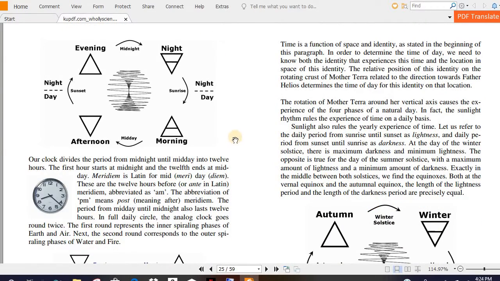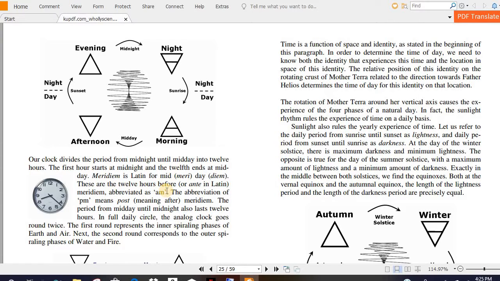Okay, right here. Evening, night, morning, afternoon, sunset, sunrise. Here's the spiraling energy, the toroidal. Our clock divides the period of midnight until midday into 12 hours. The first hour starts at midnight and the 12th ends at midday. Meridian. This is Latin for mid, meri, day, diem.